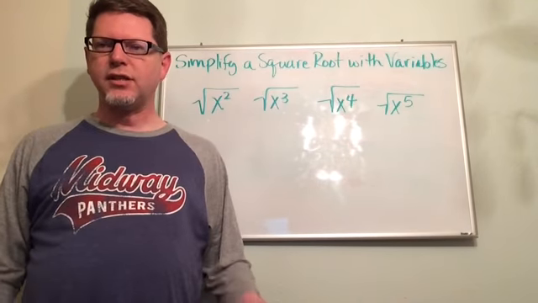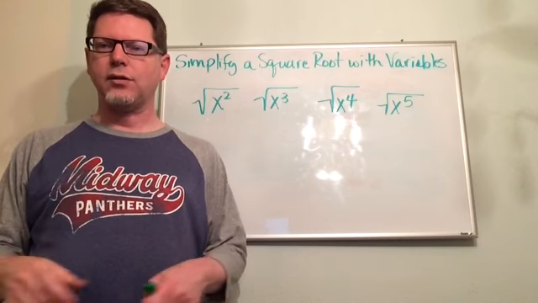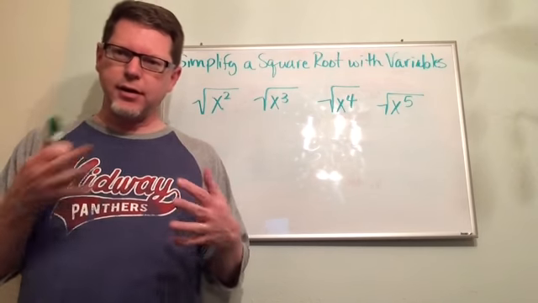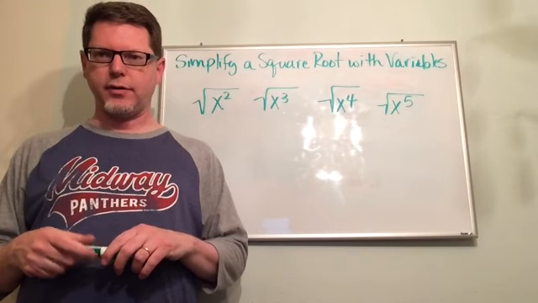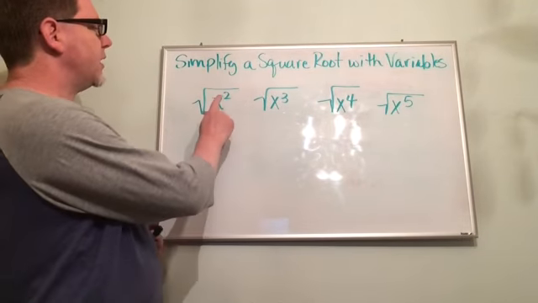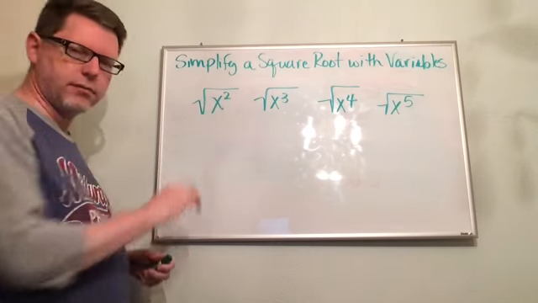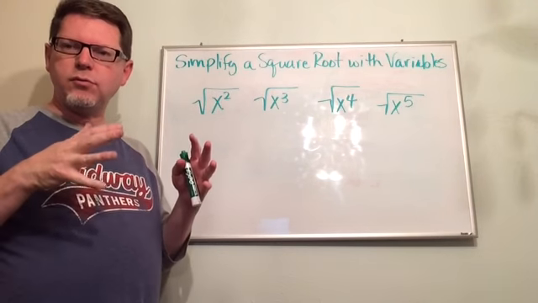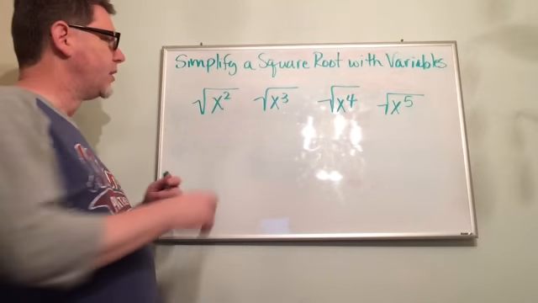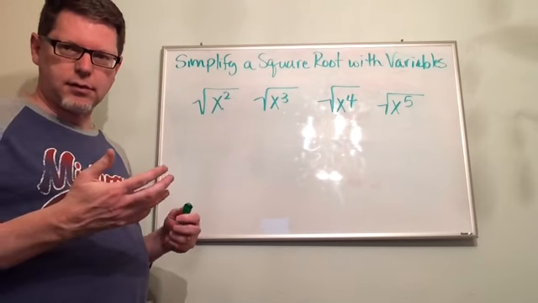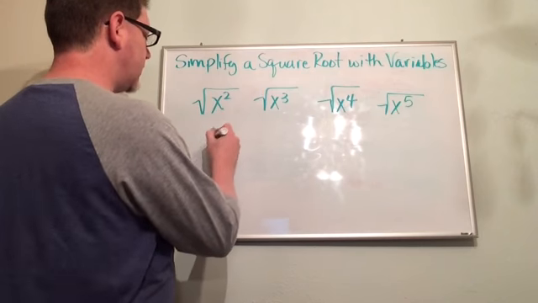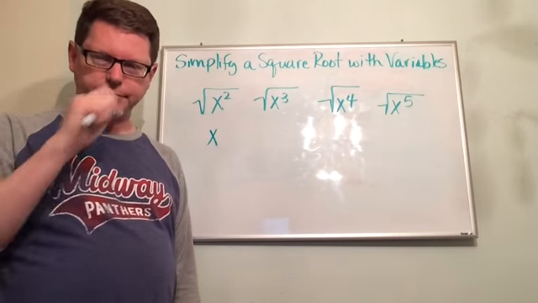The last part of 10.2 for today that we're going to look at is simplifying a square root with variables. So let's talk a little bit about finding the square root of a variable. Okay? The first thing I need to look at is x squared. What are the two factors of x squared that multiply together to equal x squared? That would be x times x. Okay? So the square root of x squared is x, sort of.